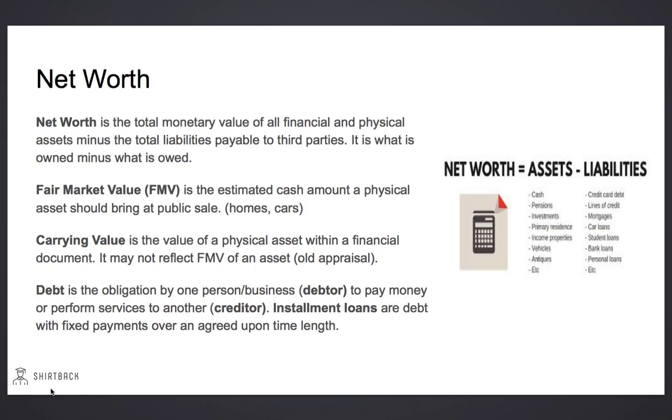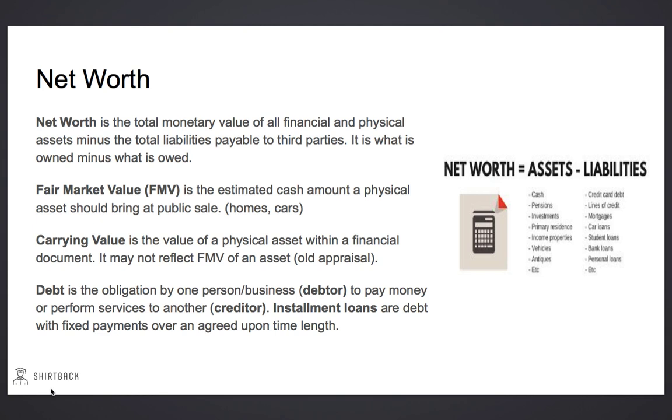Once we calculate our assets and liabilities, we can determine our net worth. Net worth is the total value of all of our assets minus all of our total liabilities. It is what is owned minus what is owed.